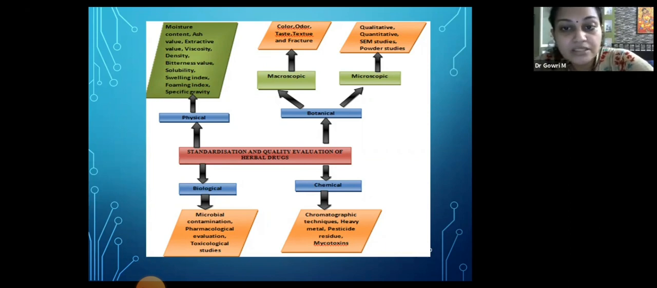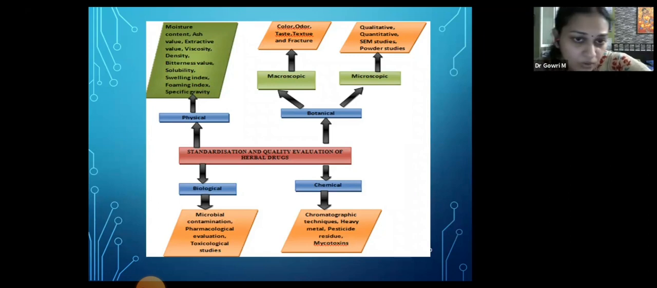In botanical parameters, macroscopic and microscopic parameters. Macroscopic parameters: color, odor, taste, texture, and fracture. Microscopic: qualitative, quantitative, SEM studies, powder studies. These are the parameters that we check. In biological parameters, microbial contamination, pharmacological evaluation, and toxicological studies have to be done. In chemical parameters, chromatographic analysis, heavy metals, pesticide residues, and mycotoxins have to be checked.